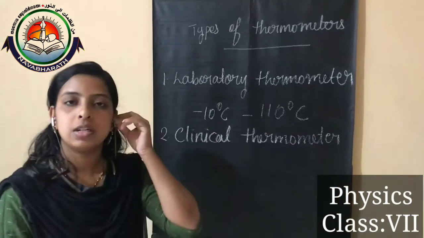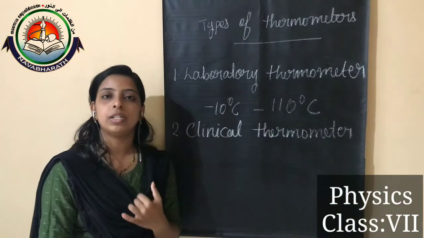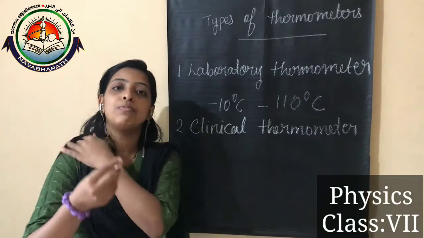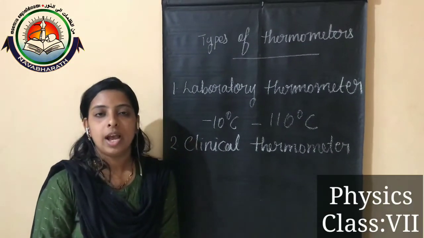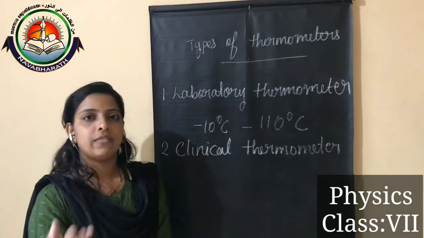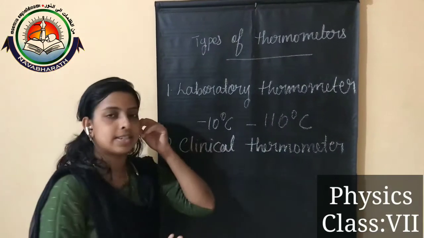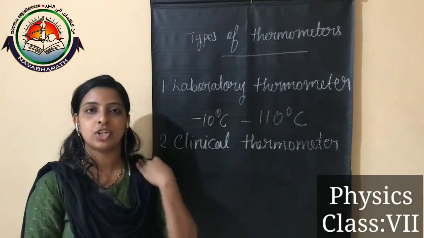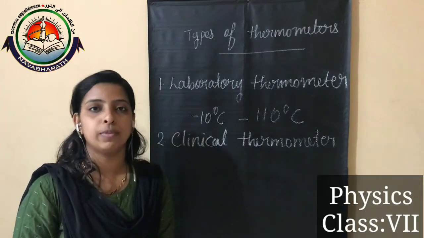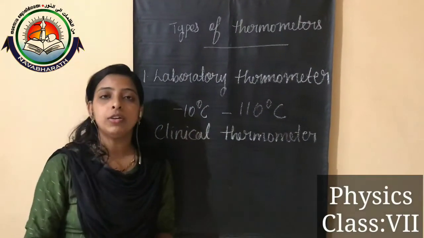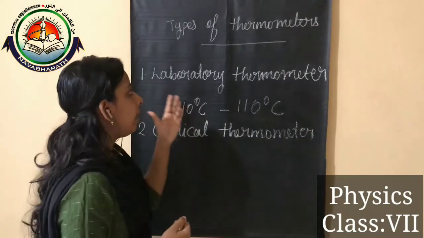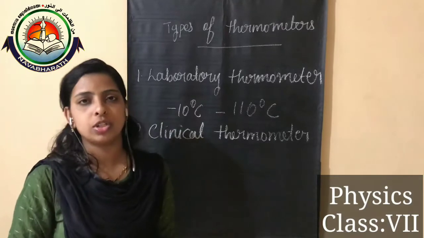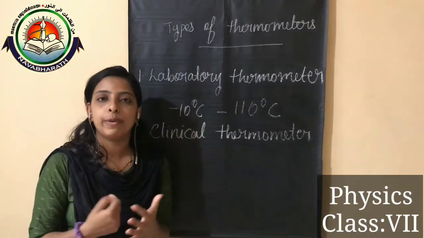A clinical thermometer is a type of thermometer that we mainly use to measure human body temperature. And maybe you have a doubt: why can't we use the laboratory thermometer for measuring the temperature of the human body? Why are we not using the laboratory thermometer for measuring human body temperature?